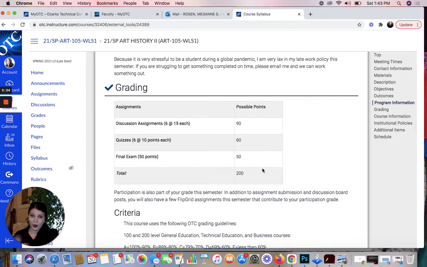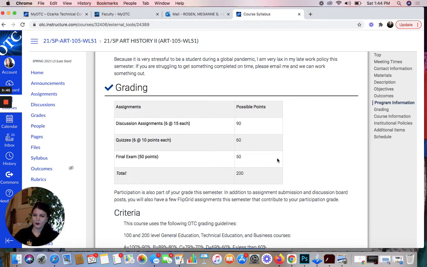In terms of grading, it's really straightforward. You are going to have discussion assignments, which I will explain in a minute. You're going to have quizzes. You're going to have a final exam. And then you're going to have participation points. And the participation points come from things like Flipgrid posts, which if you don't know what that is, that's okay. We'll talk about it when we get to it.